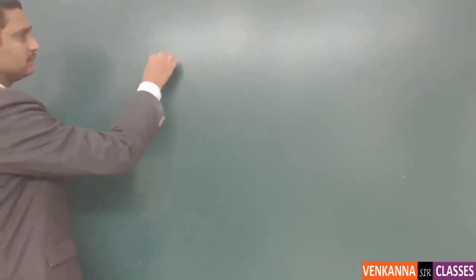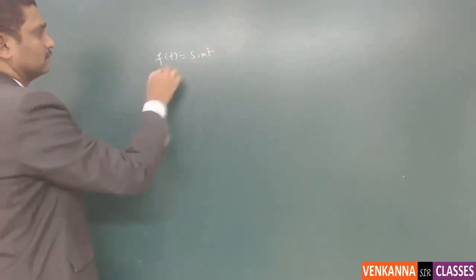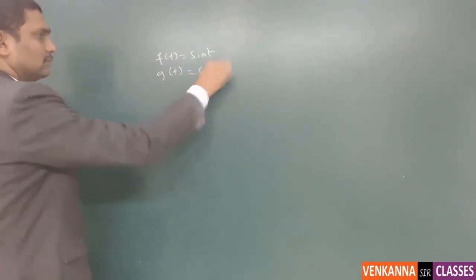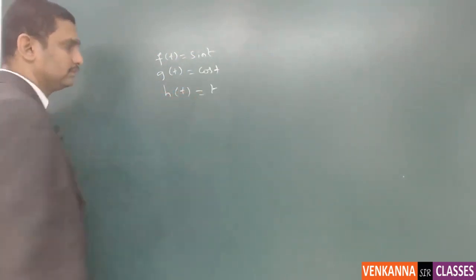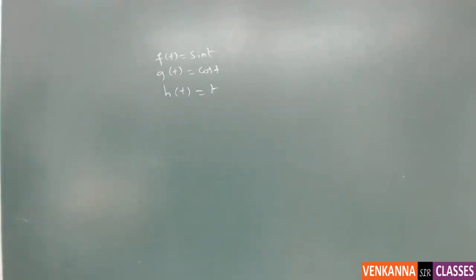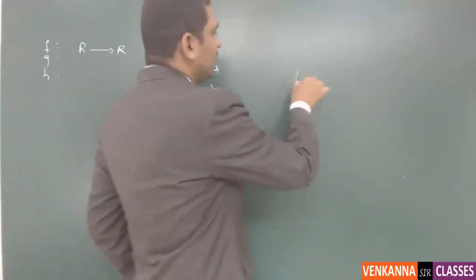Now let us take the problem that I have taken three functions. I have considered three functions f, g, h, where f of t is equal to sin t, g of t is equal to cos t, and h of t is equal to t, where all these functions are taken from R to R. F, G, H, all are defined from R to R. Now my question is, are they linearly independent or not?